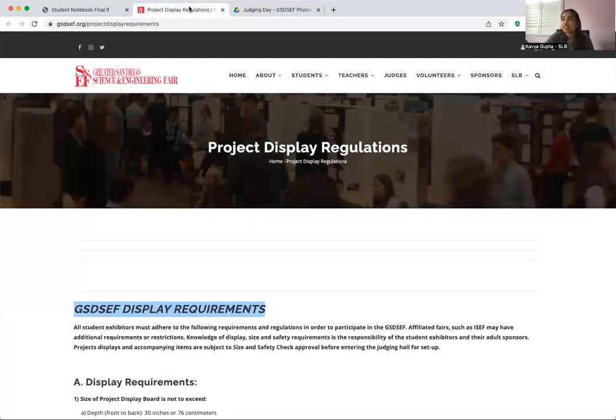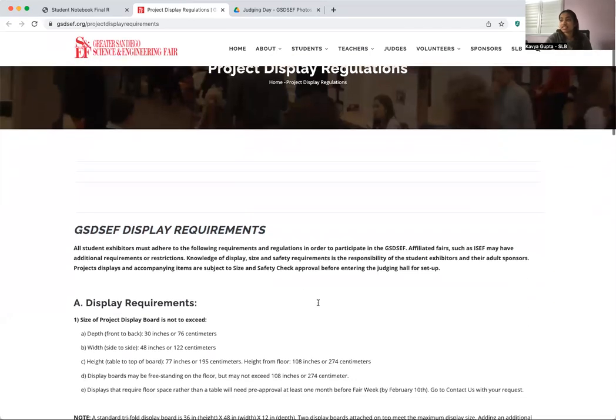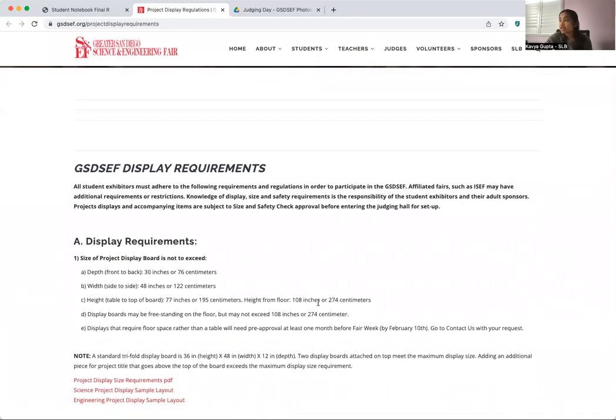Okay, we can go through some other examples later on, but let's go through the display requirements. All student exhibitors must adhere to the following requirements and regulations in order to participate in the GSDSEF. But for example, if you do move on to other fairs such as the International Science and Engineering Fair, there may be additional requirements or restrictions. So depending on the regional versus the state versus the international competitions, you might need to change your poster and your exhibitions depending on the different requirements.